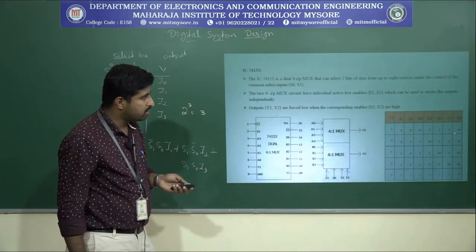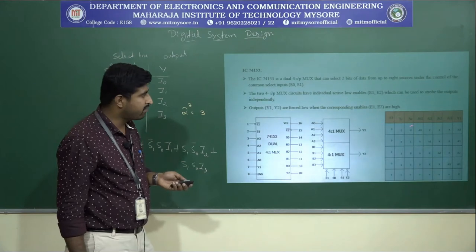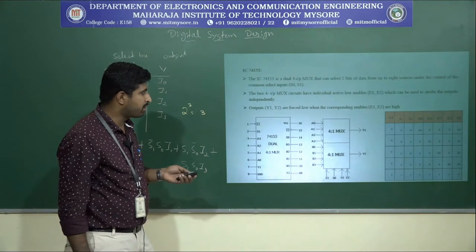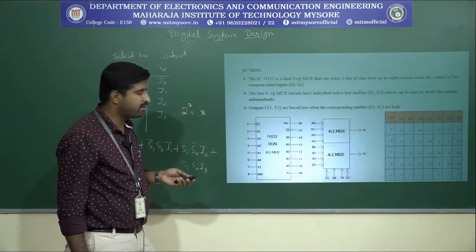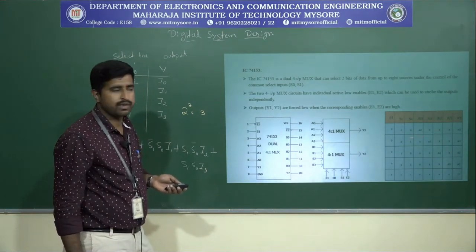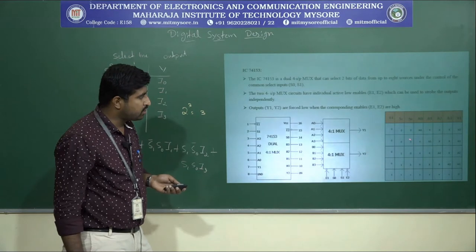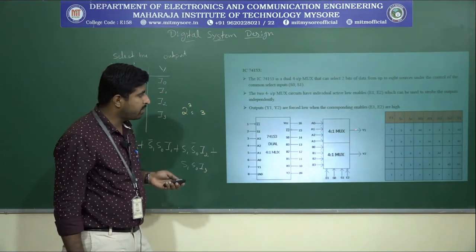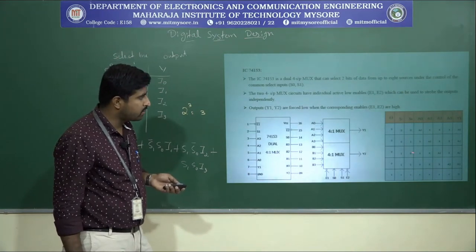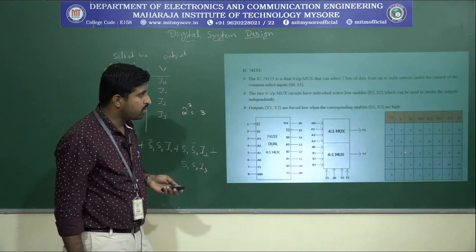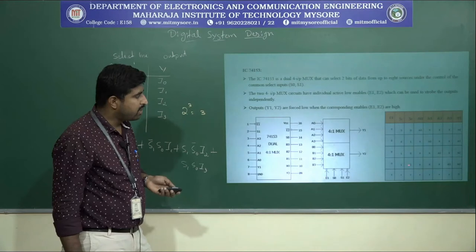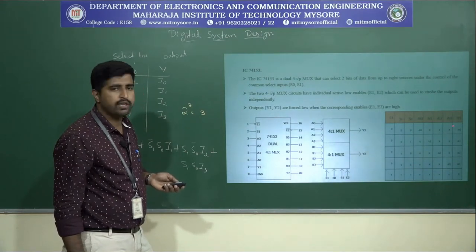See, when the enable pin is 0 and the select lines are 0 0, the output Y1 will be A0. Whatever data is in A0 will be reflected in Y1. Whatever the data in A1, A2 and A3 may be, the output will correspond to A0. Similarly, when the select lines are 0 1, A1 will be connected to Y1. When the select lines S1 S0 are 1 0, A2 will be connected to the Y1 output. Similarly, for 1 1, the A3 input will be connected to Y1.